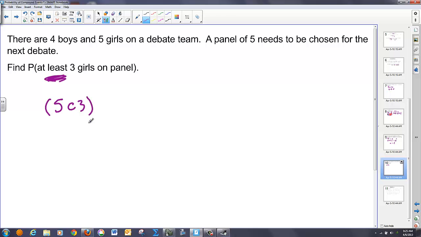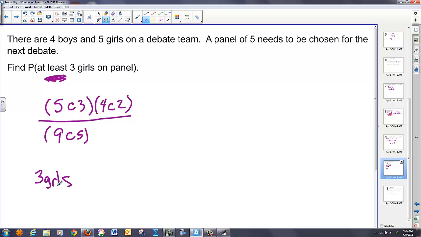Now, which means that since there's going to be 5 total, from the boys, I'd have to choose 2 of them. All over 9, and I'm picking 5, 5. This gets me 3 girls. But I don't want just 3 girls. I want at least 3 girls, which means I could have 3 girls, 4 girls, or 5 girls. And notice those words "or" came in. So I would have to add all these probabilities together.